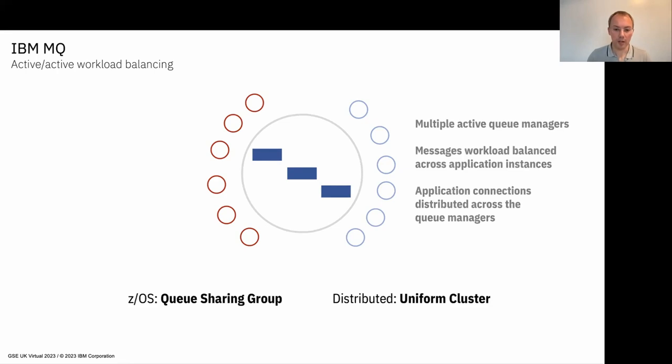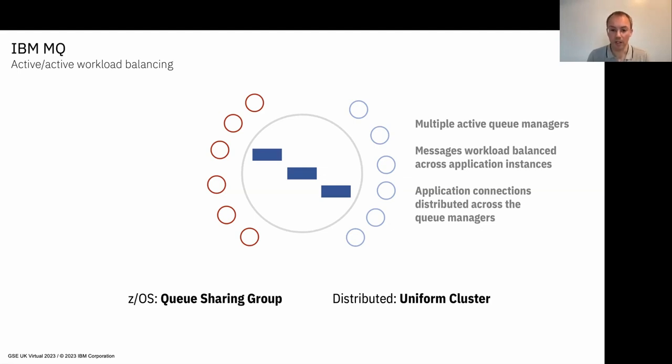So on z/OS, this model can be achieved by using z/OS queue sharing groups, which provides obviously the features of having multiple queue managers that then expose collectively a set of queues that applications can access. On distributed platforms, the model that we're using to achieve this pattern is something that we're calling a uniform cluster, which is an MQ cluster, which is something that MQ has supported for a number of years now.